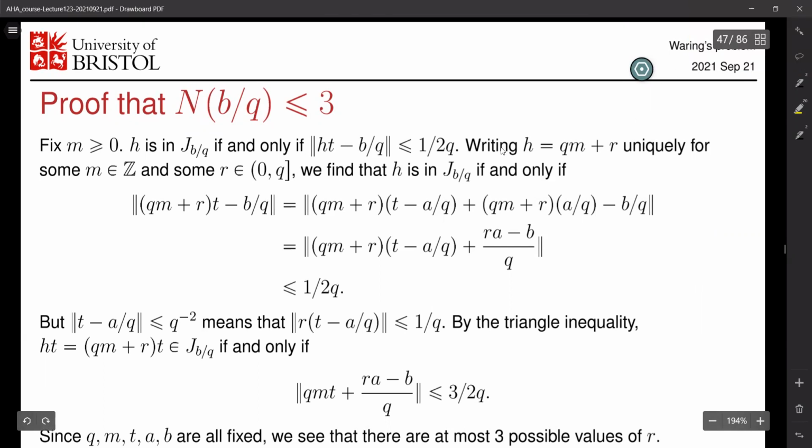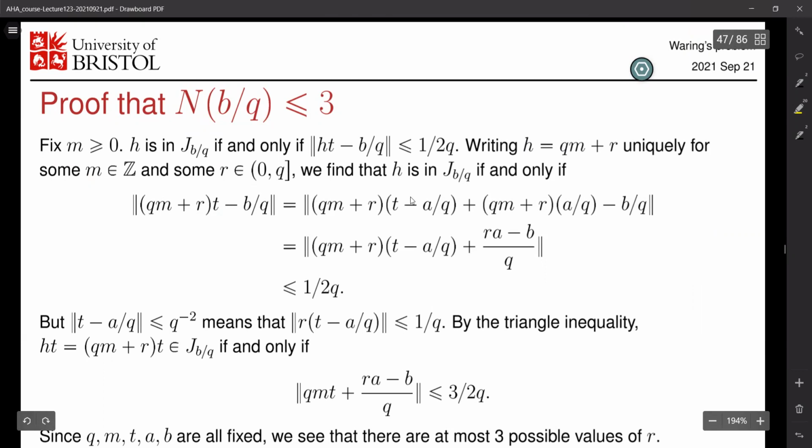And the way we can do that is we write each h in terms of its residue class. So I'm looking inside of an interval, I'm looking at all the h from qm to q times m plus 1, or qm plus q. And I'm letting r range from 1 to q, which is how I chose to do it. And what happens when we look at t in this representation?